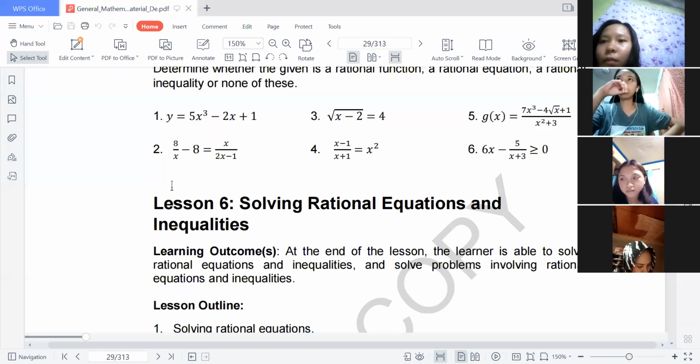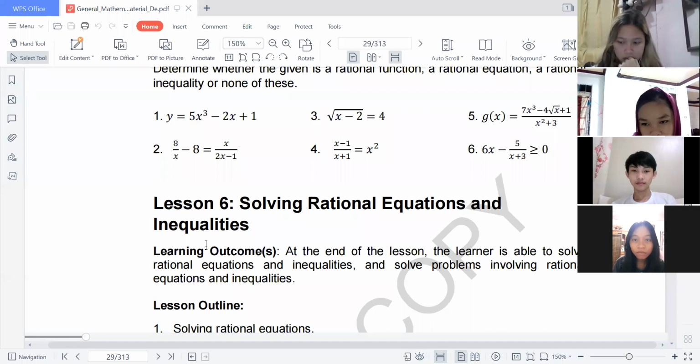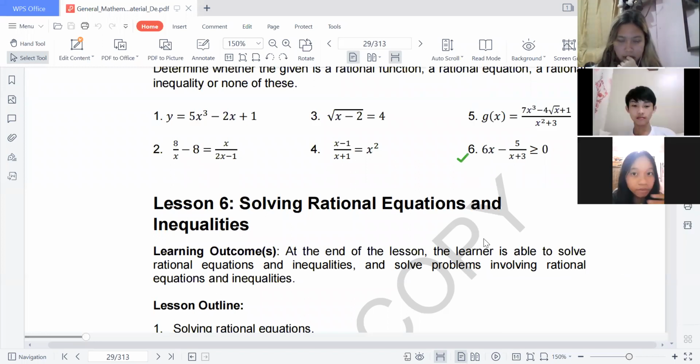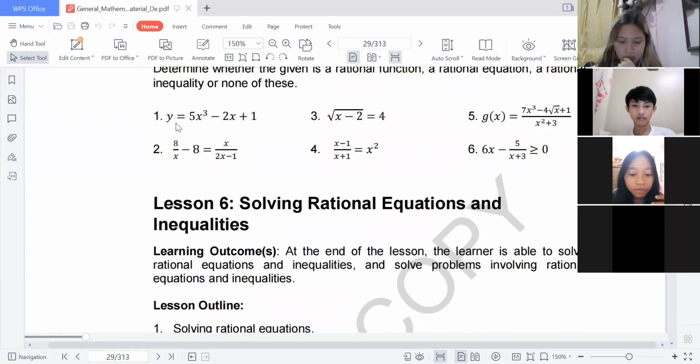Okay, lastly, number 6. Can I ask Nor Haifa Aziz, number 6? Answer. Inequality, sir. Rational inequality. Very good. And that is correct. Okay? Ano lang kasayon?